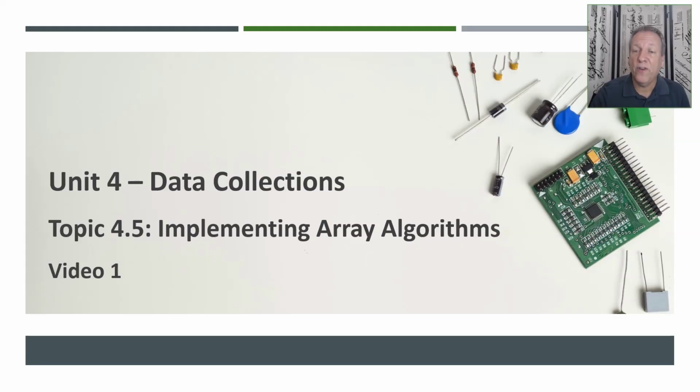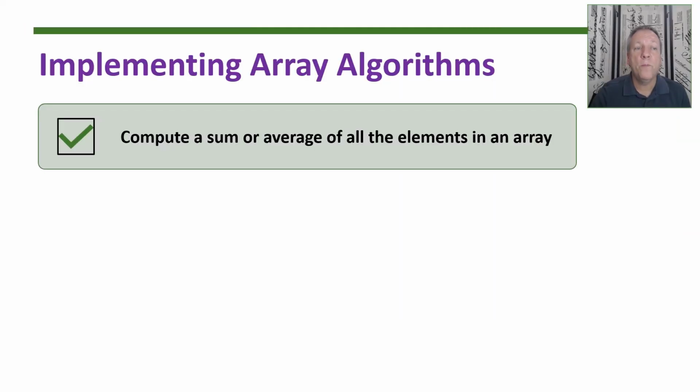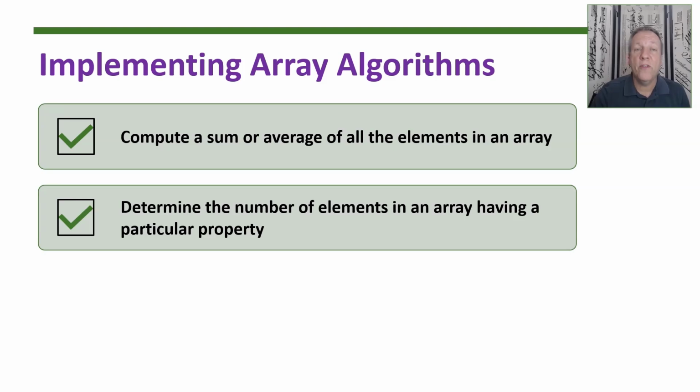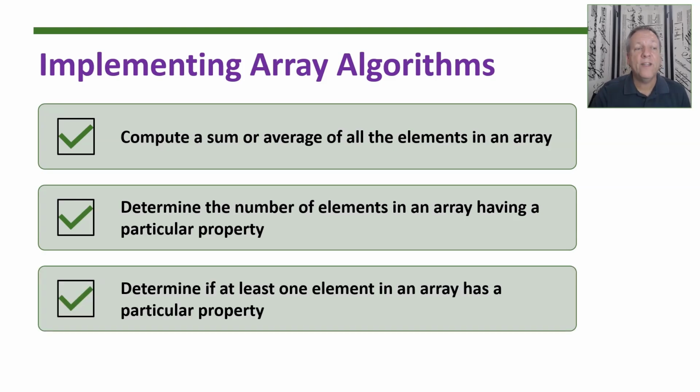But in this first video, we're going to focus on these three algorithms. First, we'll compute the sum or average of all the elements in an array. Next, we'll determine the number of elements in an array having a particular property. And finally, we'll determine if at least one element in an array has a particular property.